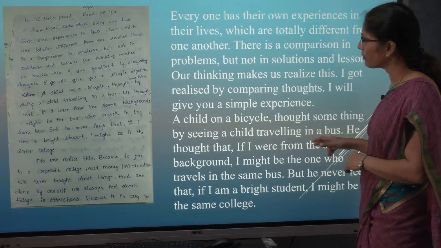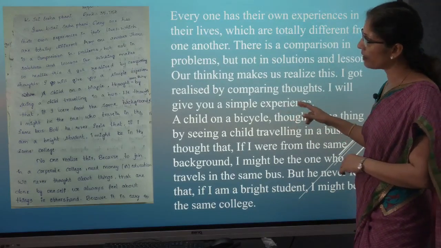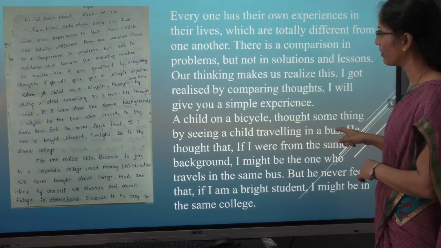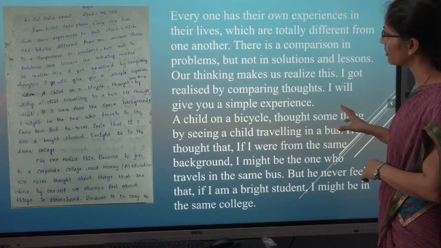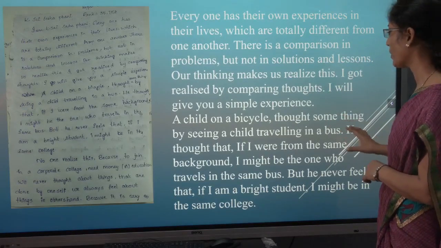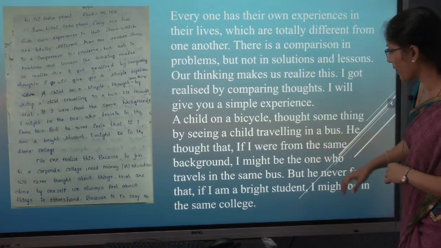If you read this one, of course you are getting some idea of what the writer wants to tell, but it is not clear. Okay, so still she can make a better statement for her level. Okay, let us go to the next one. Let us see the next paragraph.